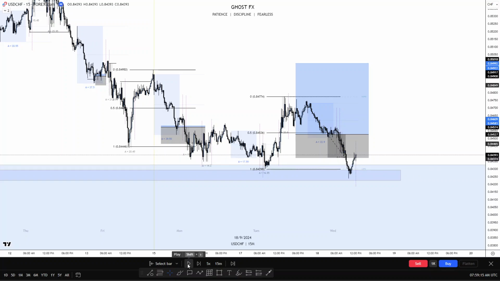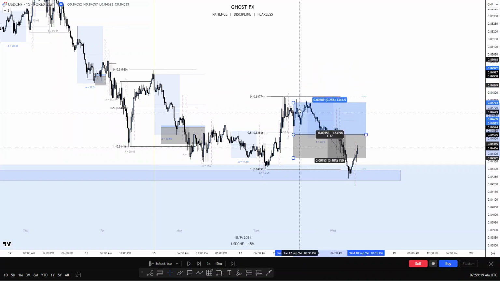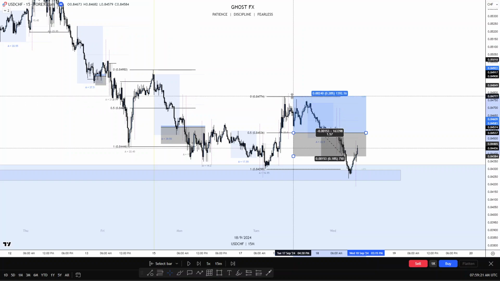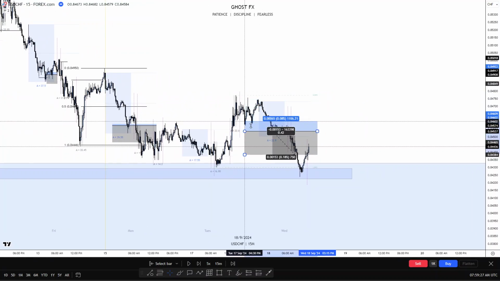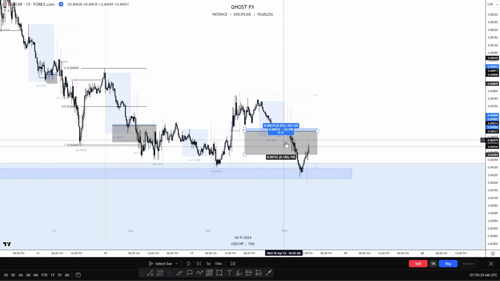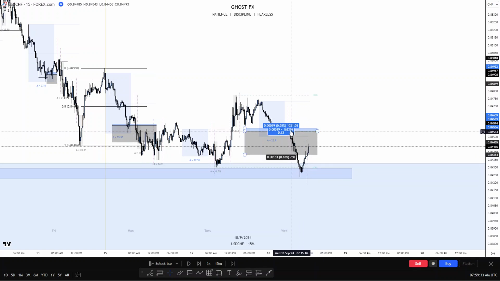Oh, act of impatience. I'm just trying to be transparent when it comes to this because that's how I trade. And then sometimes we are not patient. So we have to be patient. Now price goes into our extreme demand. So we wait for an internal break of structure.